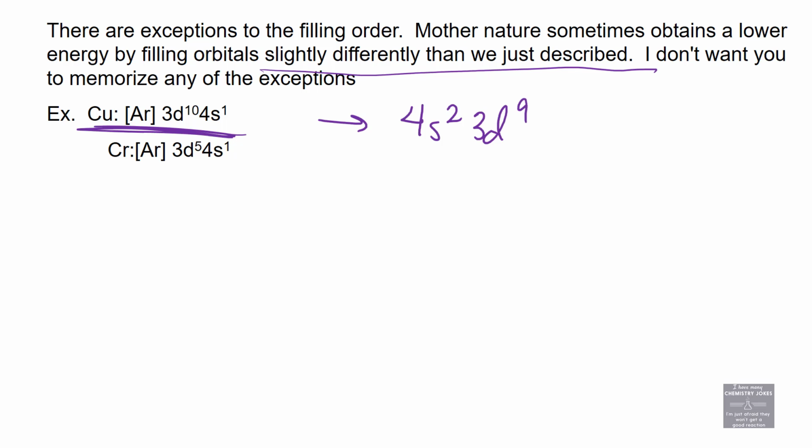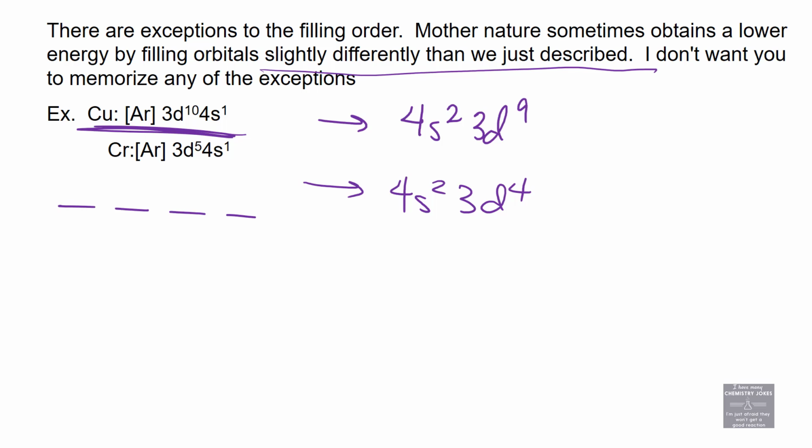So chromium has 6 more electrons than argon, so we would normally expect it to be 4s2 3d4. But for some reason, chromium decides to fill its electrons 3d5 4s1. We will talk about it a little bit more in the next video, but it doesn't hurt to repeat things.